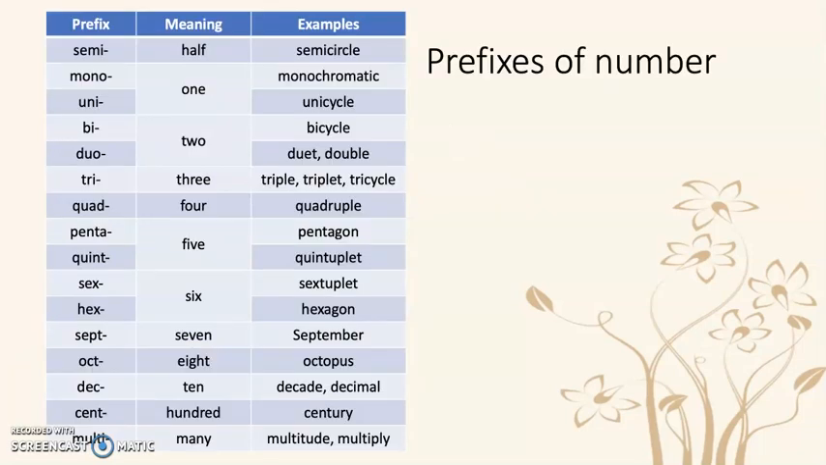And then we have prefixes of number. So when this prefix comes first, it means half. A semicircle is half of a circle. Mono and uni mean one. Bi means two, so does duo, and so forth. If you look down here, you see oct means 8. An octopus has 8 legs. Cent means 100. A century is 100 years. Go ahead and push pause and look through these examples.